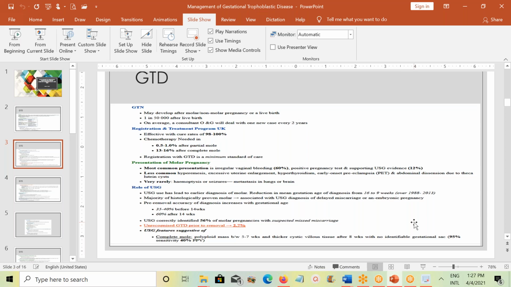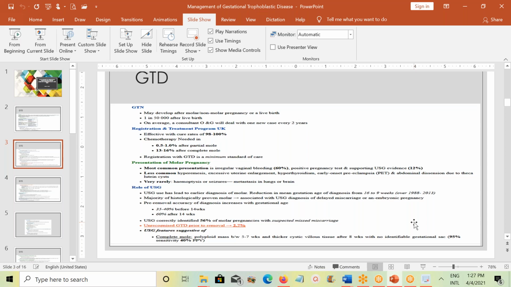The majority of histologically proven moles are associated with cases of delayed miscarriage, like missed miscarriage or anembryonic pregnancy where the baby didn't develop, so we can suspect they are histologically moles. In cases of missed miscarriage or anembryonic pregnancy, we have to carry out ultrasound. Then we can say definitely that this one is a molar pregnancy. First, we will exclude the diagnosis.